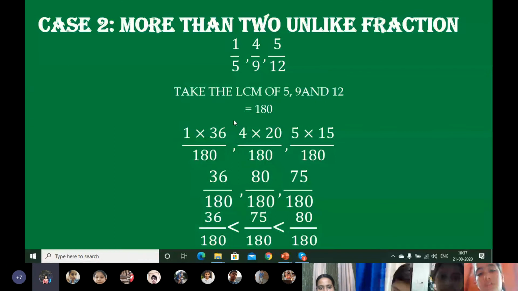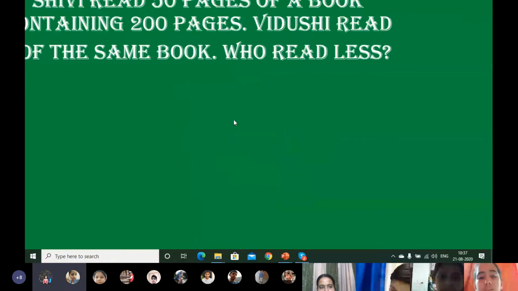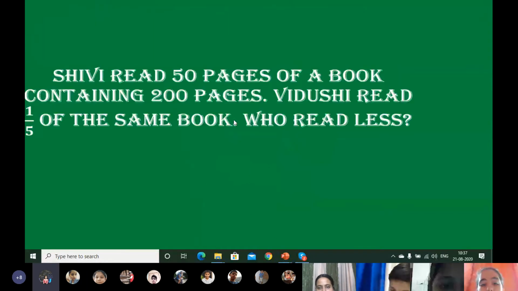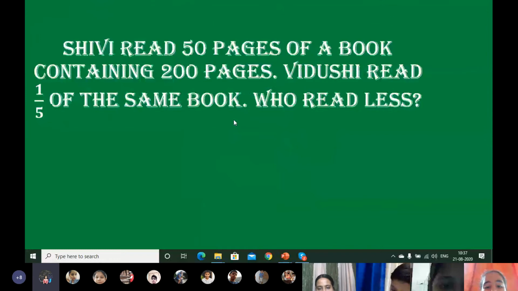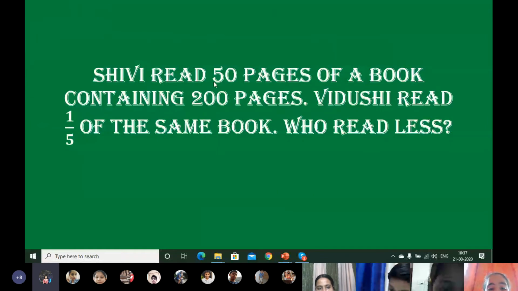Let's try to do a word problem. Shivi read 50 pages of a book containing 200 pages. Understood? Vidushi read 1 by 5 of the same book. One is given in the form of a number, the other is given in the form of a fraction. You have to tell me who read less. Can we compare a fraction with a number?